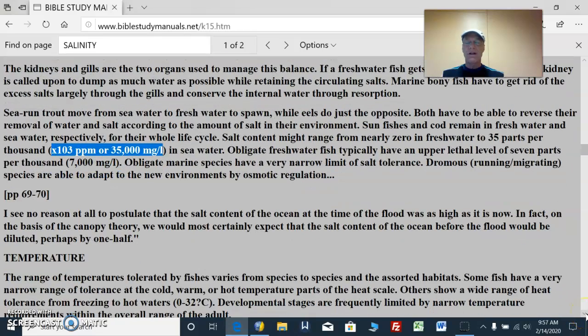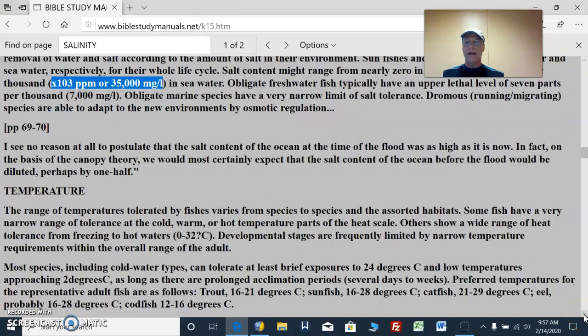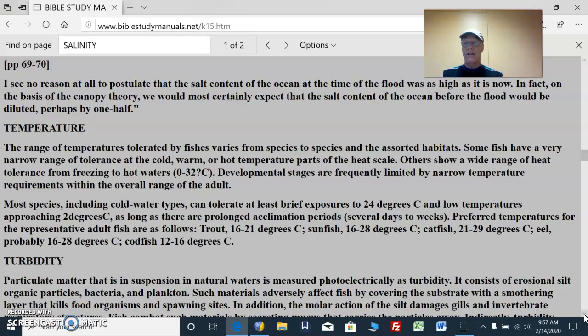Very interesting adaptation or mechanism. Was it created ahead of time, or did it have to evolve with many, many millions of failures on the way in, which is a lot of time, maybe older than the universe is old for some of these species to develop these mechanisms, or perhaps it was an intelligent designer. In any case, the author says he sees no reason at all to postulate that the salt content of the ocean at the time of the flood was as high as it is now. In fact, on the basis of the canopy theory, we would most certainly expect that the salt content of the ocean before the flood would be diluted perhaps by 1/2. So salinity doesn't appear to be a problem according to the design we see within species.